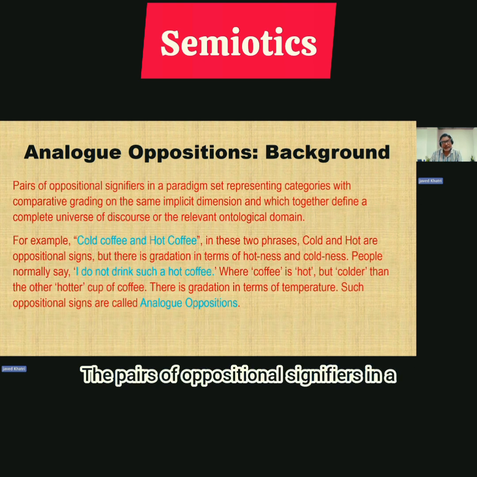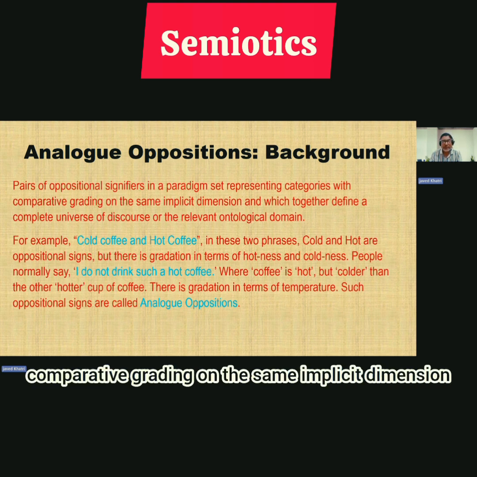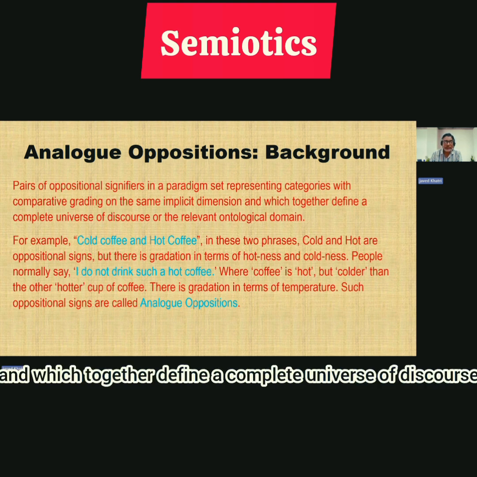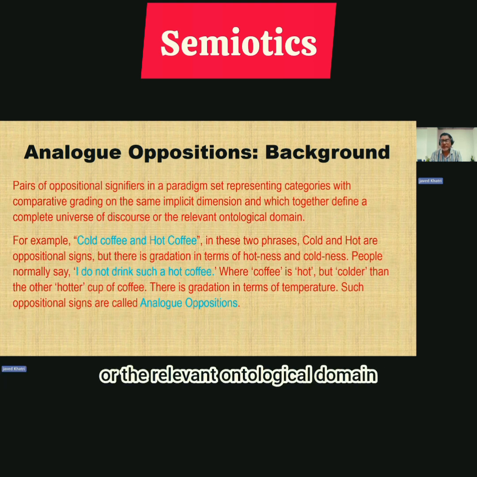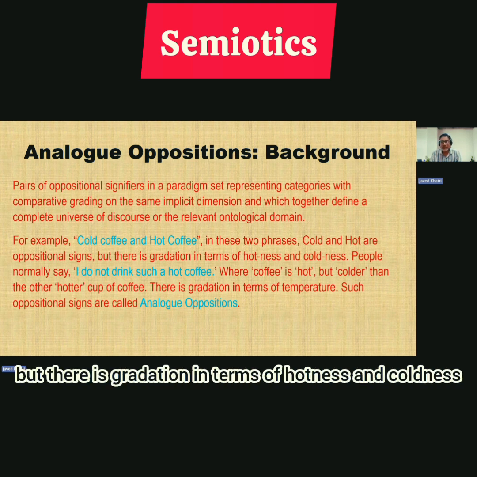The pairs of oppositional signifiers in a paradigm set represent categories with comparative grading on the same implicit dimension, and which together define a complete universe of discourse or the relevant ontological domain. For example, cold coffee and hot coffee. In these two phrases, cold and hot are oppositional signs, but there is gradation in terms of hotness and coldness.